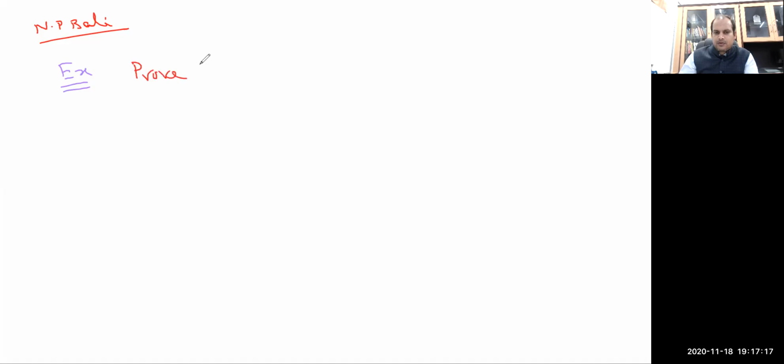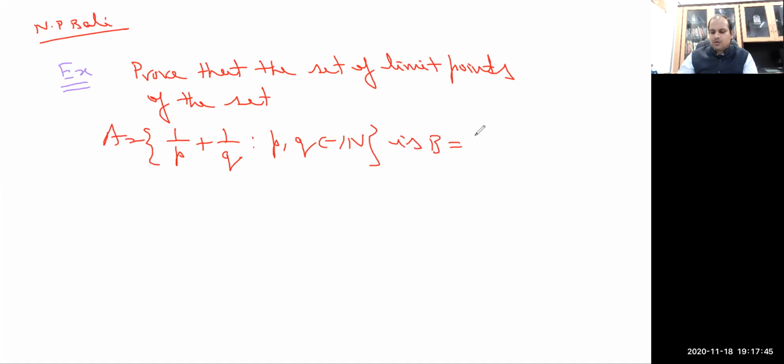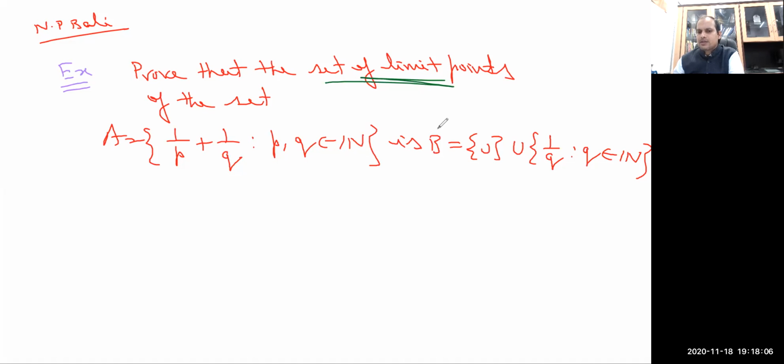The question is: prove that the set of limit points of the set A equal to 1 by P plus 1 by Q, where P, Q belong to N, is B equal to 0 union the members of the type 1 by Q, where Q belongs to N. We need to show that the derived set is this B. So again, one needs to use the Archimedean property of real numbers. Take it as a home assignment.